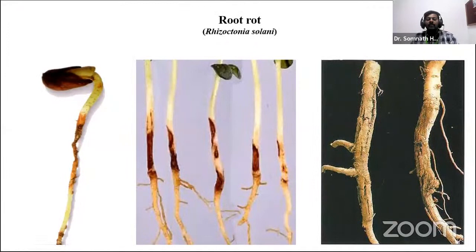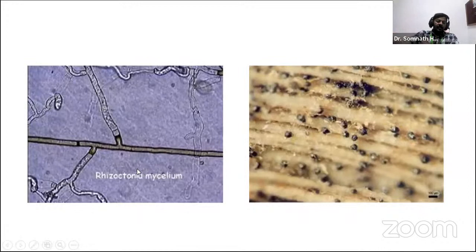The third important disease of cotton is Rhizoctonia solani, which causes root rot. It occurs at a very early stage of crop growth and damages the crop. It will not allow the germination of the seeds, and it causes rotting of the roots. Brown discoloration of the roots is the symptom of the rot. Apart from the early stages, in later stages also this disease continues and causes rotting of the roots. This is the mycelium of Rhizoctonia, which is septate and highly branched.